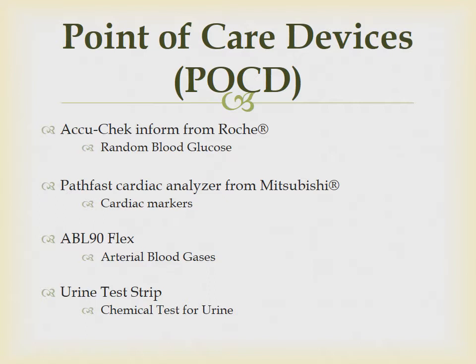The following are the point-of-care devices. A Accu-Chek Inform from Roche for random blood glucose. PathFast Cardiac Analyzer from Mitsubishi for cardiac markers. ABL90 Flex for arterial blood gases. Urine test strip for chemical test for urine.